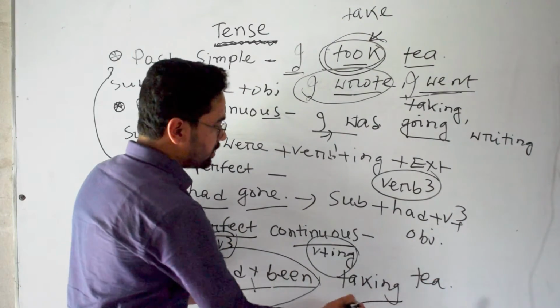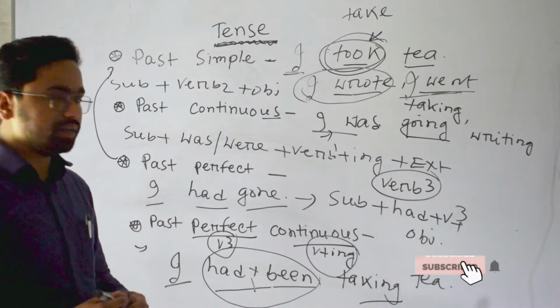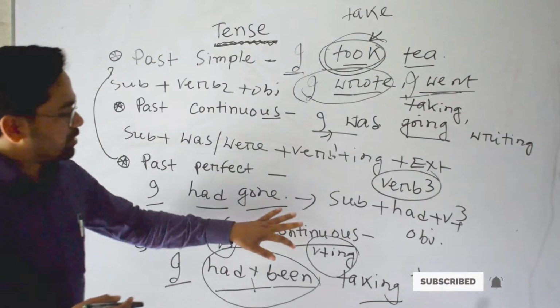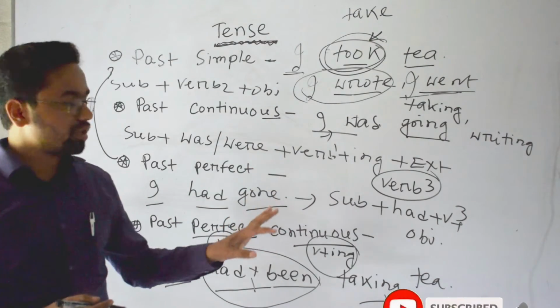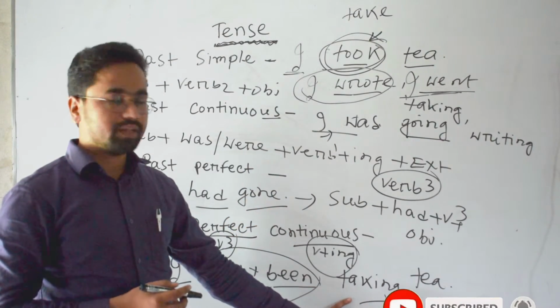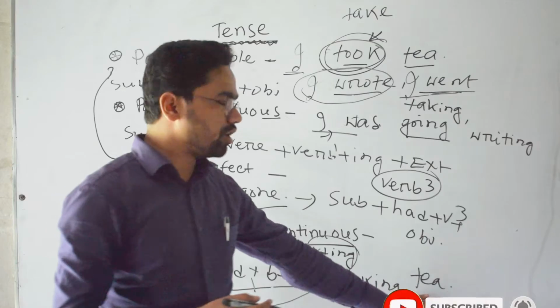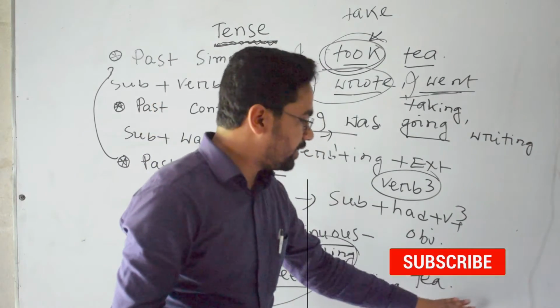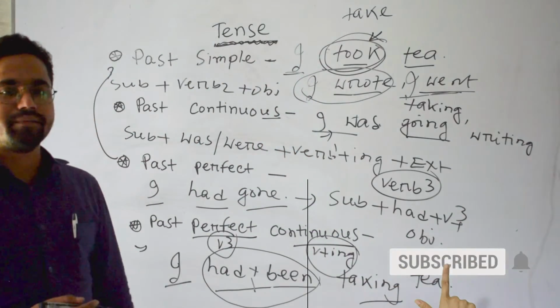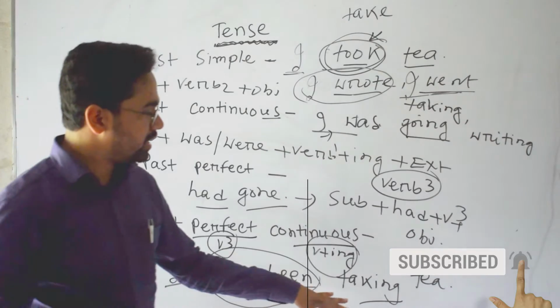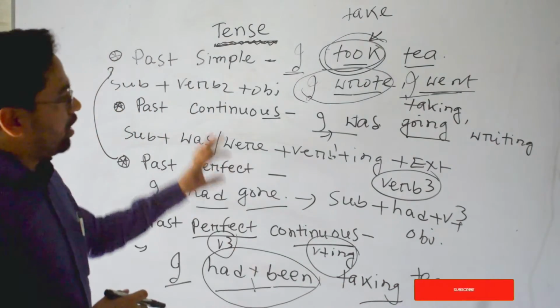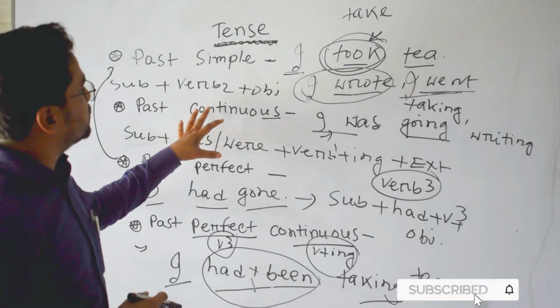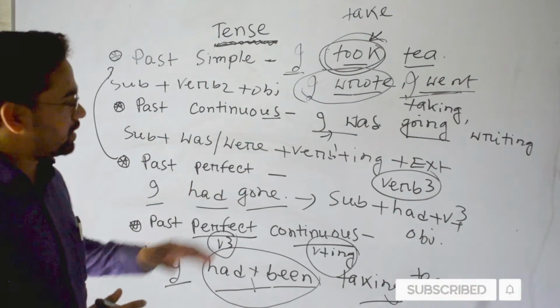And taking, I have shown earlier in my video, is the continuous form. In continuous form, you need to put ing with the verb, taking. And tea is the object. And there you can put a time. I had been taking tea for 5 minutes, for 30 minutes. All these are tenses about the past.